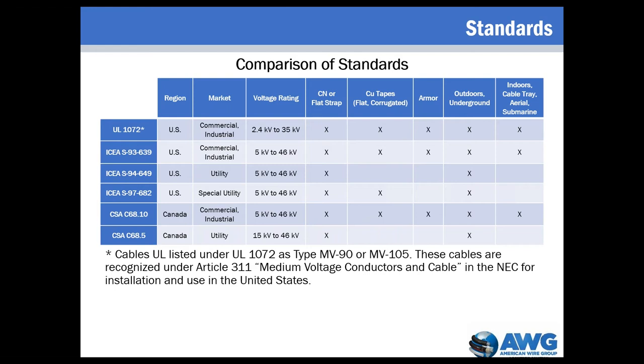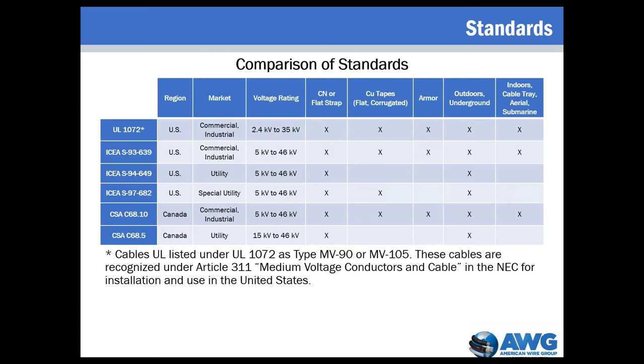For applications in the United States that are not under the NEC, we have the ICEA standards. ICEA S93-639 is generally for commercial and industrial applications with cables rated 5 kV to 46 kV with similar cable constructions to UL 1072. ICEA S94-649 is for typical utility applications, cables rated 5 kV to 46 kV with copper concentric neutral wires for installations exposed to direct sunlight or direct burial. ICEA S97-682 is for special utility applications where flat or corrugated copper tapes are required.